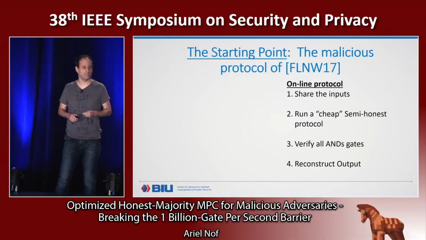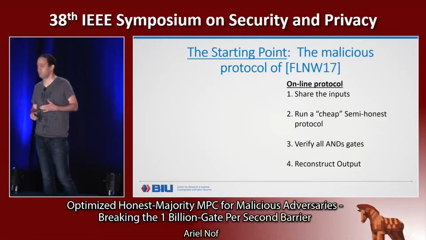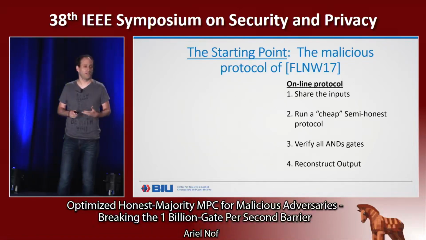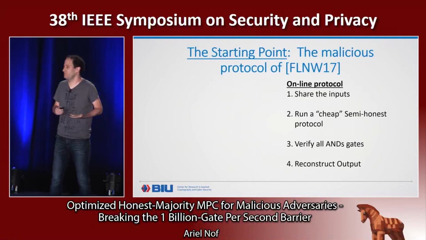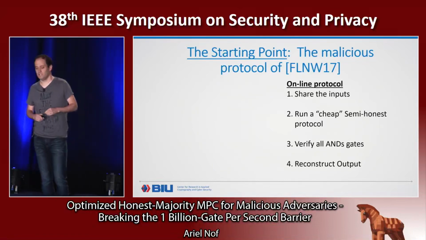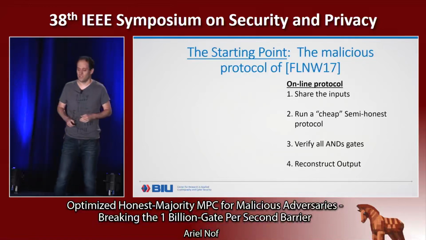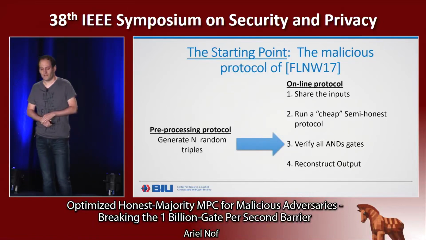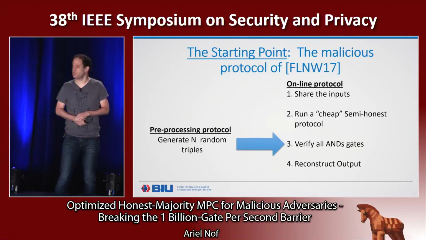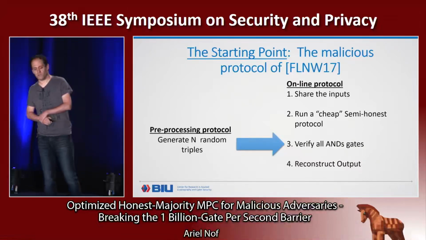all AND gate computations. Why only AND gates? Because in other gates, the computation is local. You don't need to have any interaction, and therefore the corrupted party cannot cheat. So only in AND gates we have interaction, and therefore we need to verify that the computation was correct. This is done using random multiplication triples that we generate in a preprocessing protocol, in an offline protocol.